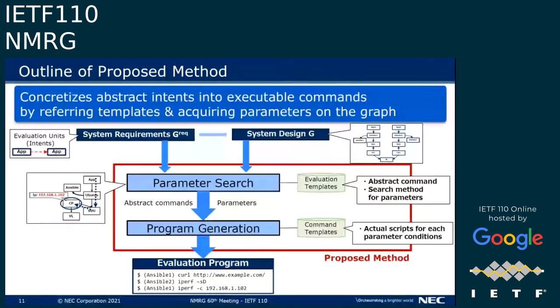Acquiring parameters, abstract commands are translated into executable evaluation scripts by referring to command templates and substituting those parameters into the script defined on the template. Next, please.